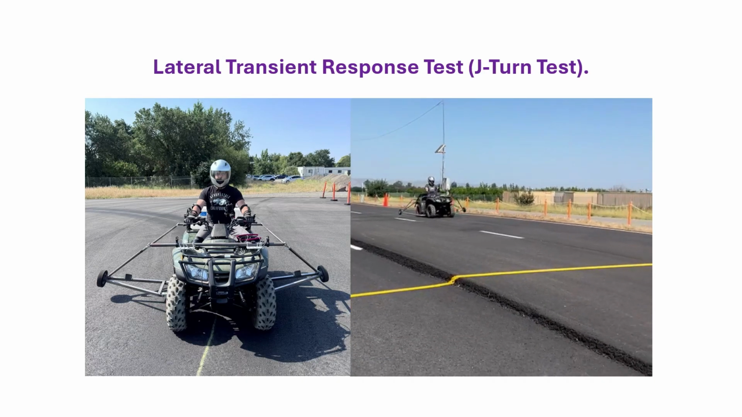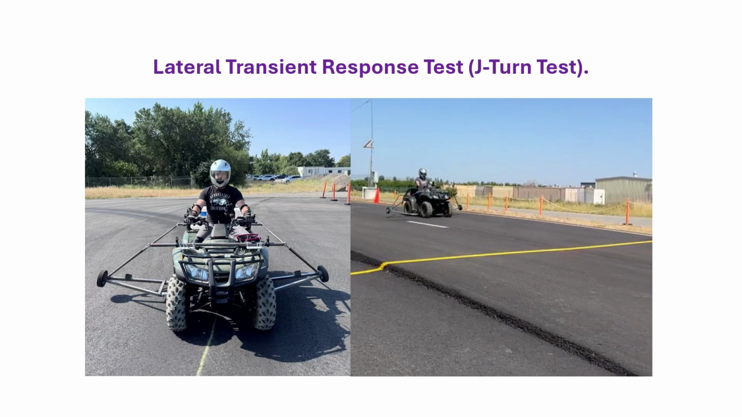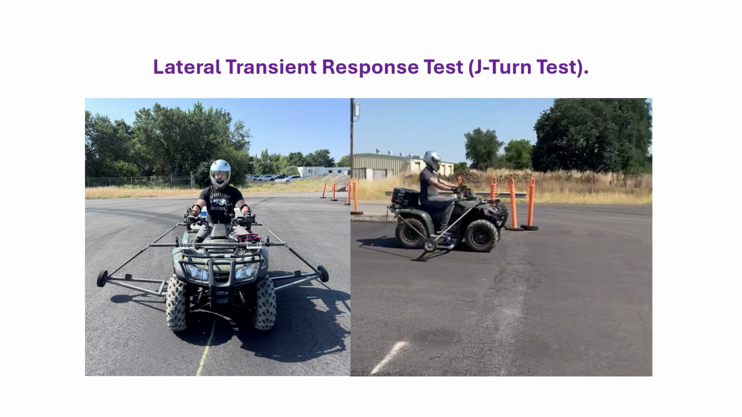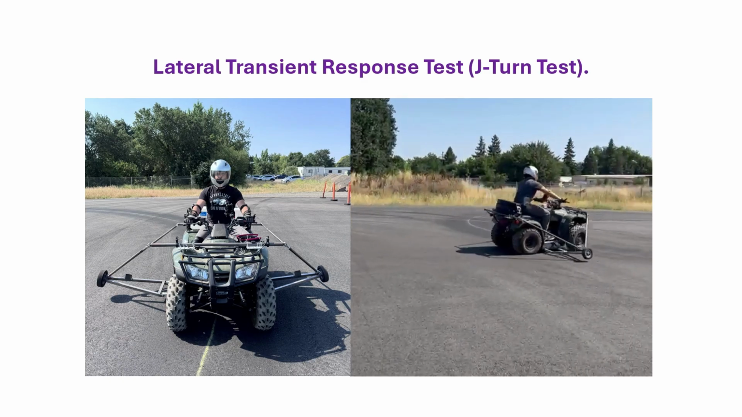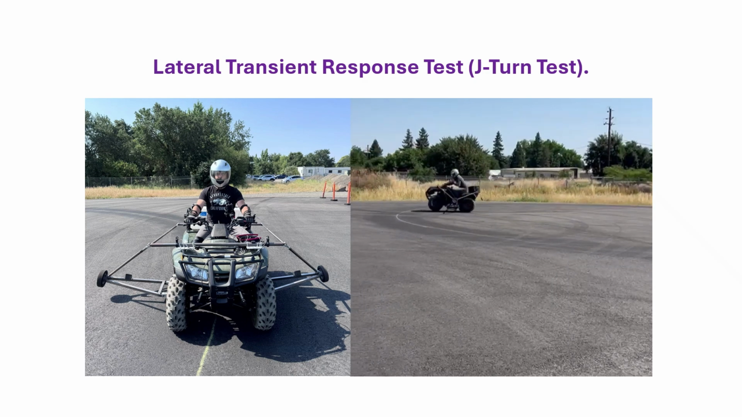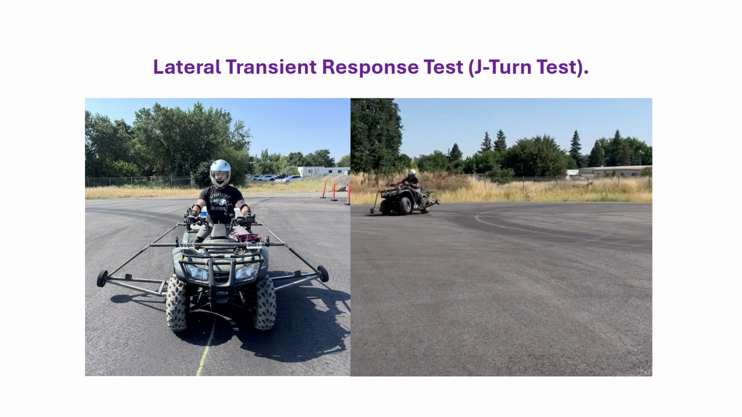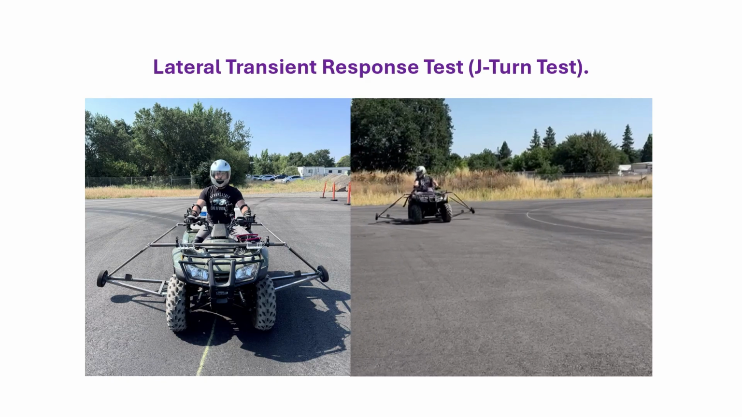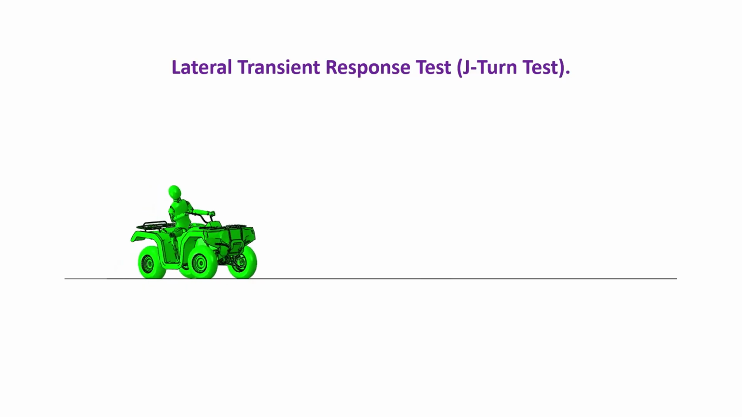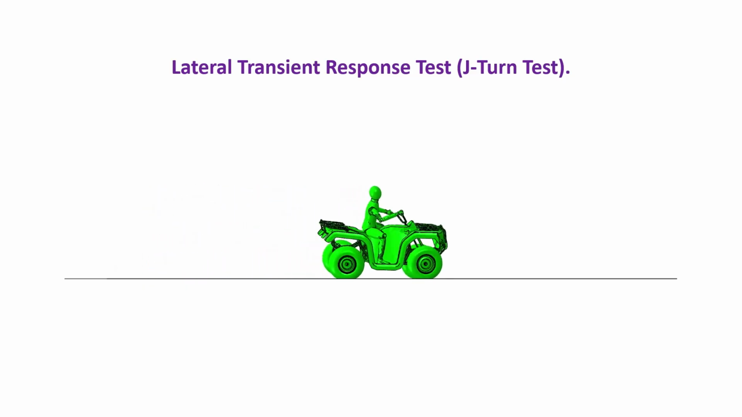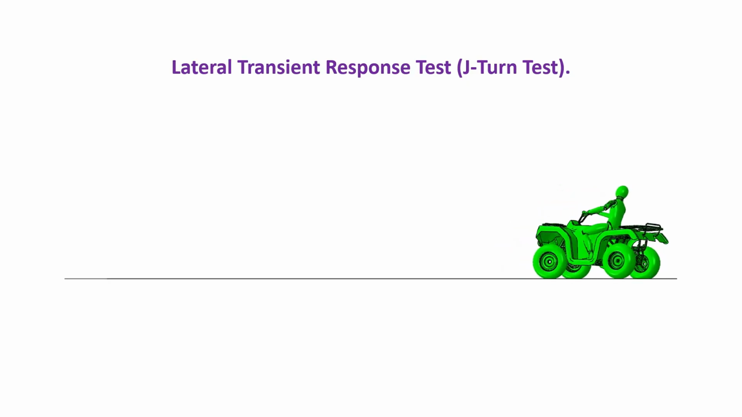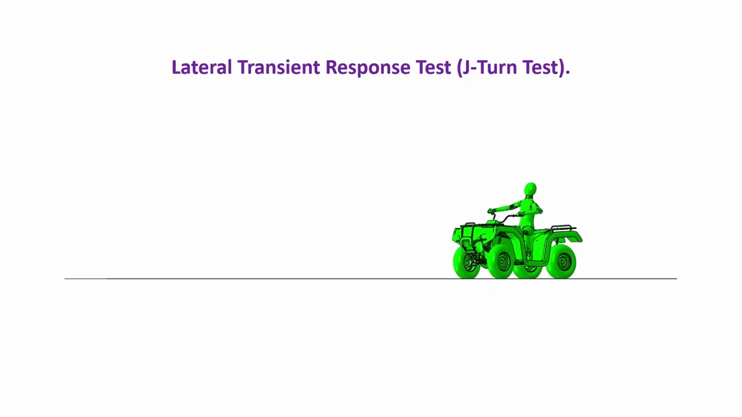Another important evaluation is the lateral transient response, or J-turn test, which measures the time response of the ATV under different tire inflation pressures and attachment configurations. In this test, the ATV travels at 20 km per hour, after which the rider applies a sudden steering input to generate a lateral acceleration of 0.4 g. The yaw rate of the ATV is measured using an inertial measurement unit or IMU, and the corresponding response time is determined. Because this test is both time-consuming and dangerous, the finite element model of the ATV provides an effective alternative for conducting the analysis.